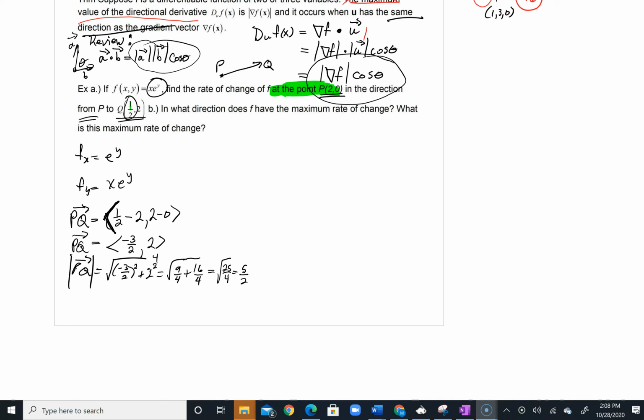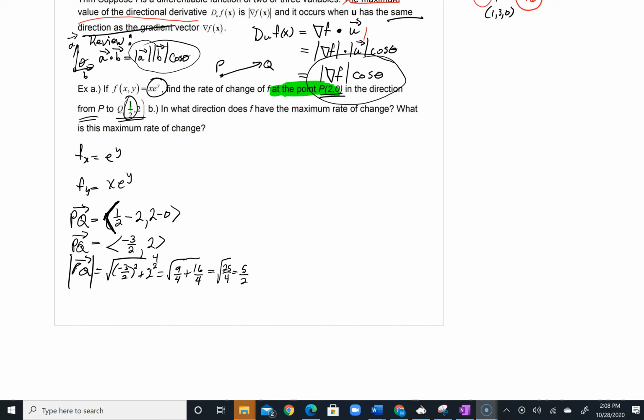Multivariable calculus, we are in section 14.6. Sorry that we couldn't finish that last problem. I'd like to do so now in the remaining video. We found the vector PQ. We even found the length of vector PQ.